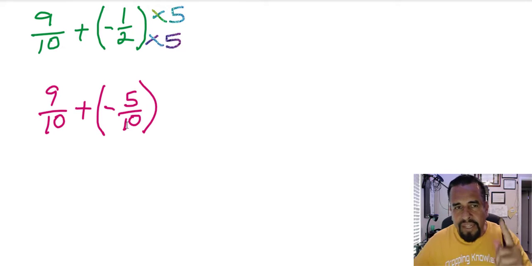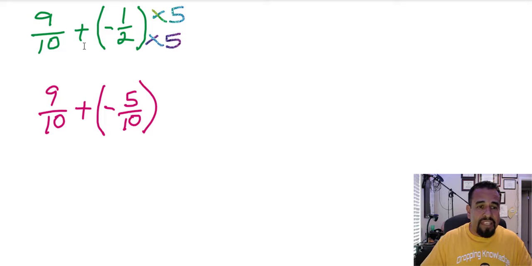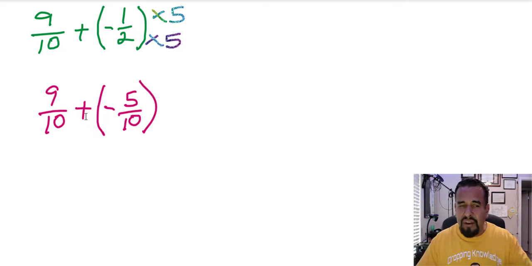Listen to me carefully and write this down. Same signs add, different signs subtract. So what we want to do here is subtract because we have different signs. We have a positive and we have a negative. I understand that this is telling us to add, but because we have different signs, we're going to listen to Miss Medina and we're going to subtract.